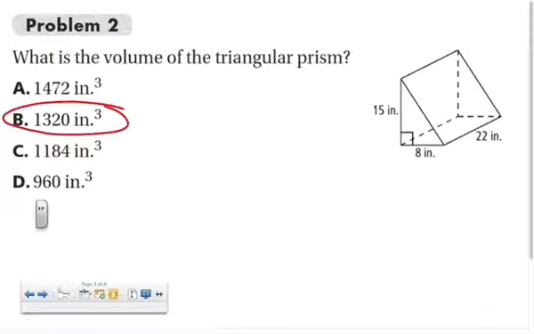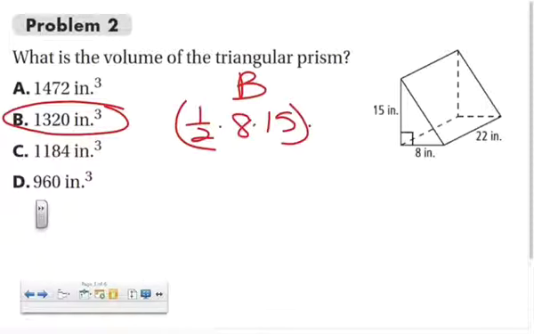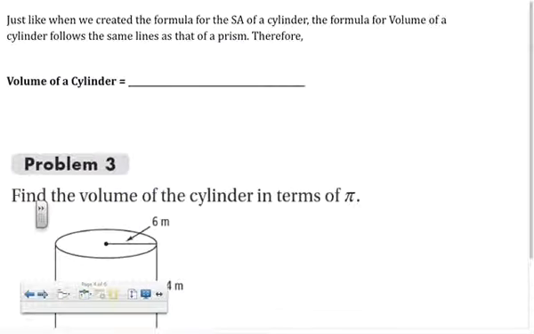The correct answer was choice B. To clarify what needed to go into your calculator in order to get that answer: the area of the base is 1/2 times 8 times 15. That's your capital B. The height of the prism is 22. And that's what you're multiplying together in order to get that 1320. Good? We're great. We're moving on to cylinders.